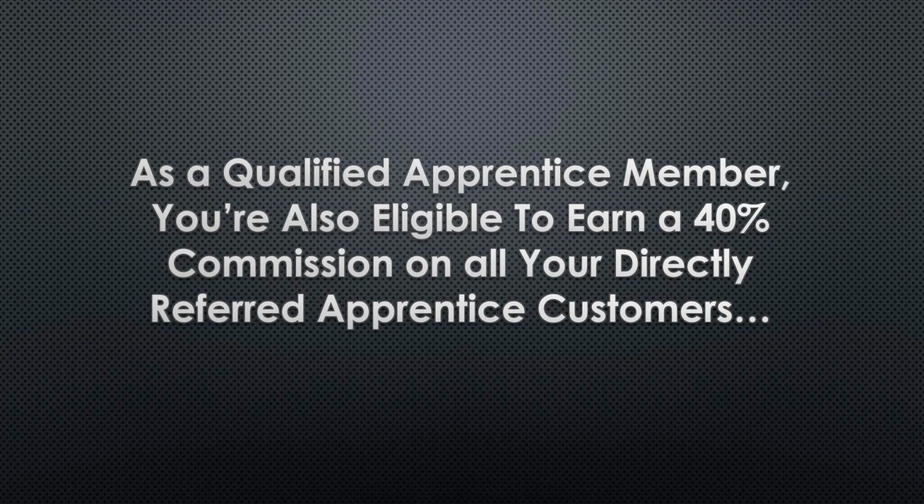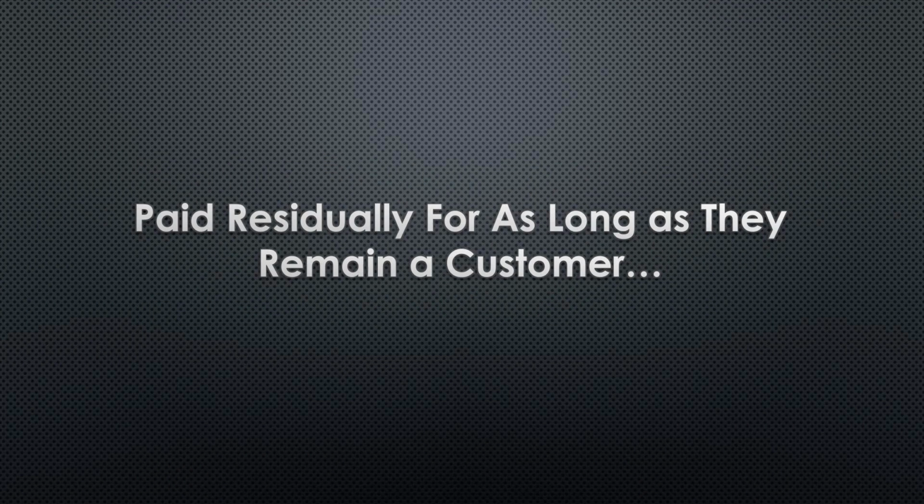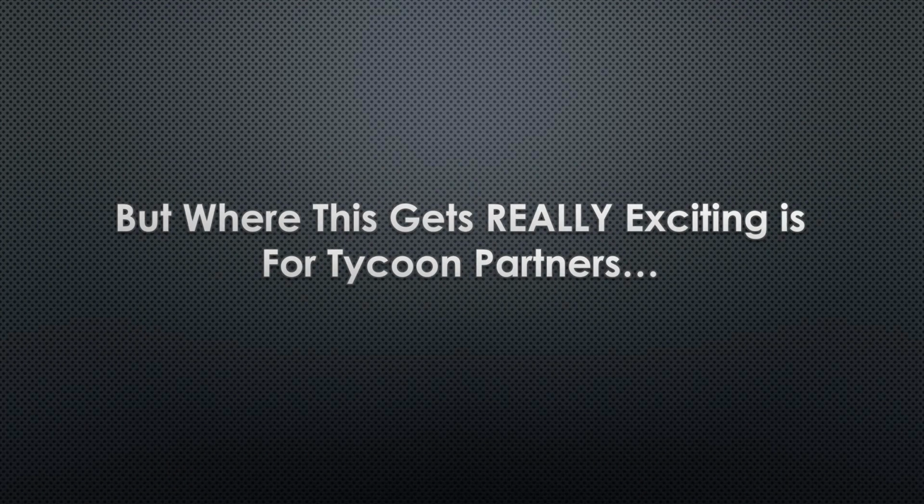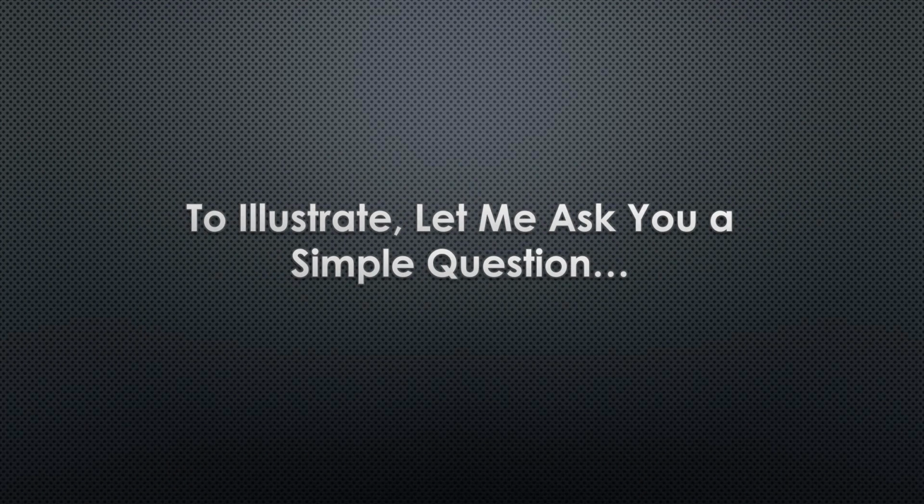As a qualified apprentice member, you are also eligible to earn a 40% commission on all your directly referred apprentice customers that will be paid residually for as long as they remain a customer. Now, as a qualified industrialist member, you'll be eligible to earn a 50% commission on all your direct referrals to the apprentice and the industrialist. You're qualified for both the industrialist and apprentice commissions when you become an industrialist member. Again, paid residually for as long as they remain a customer.